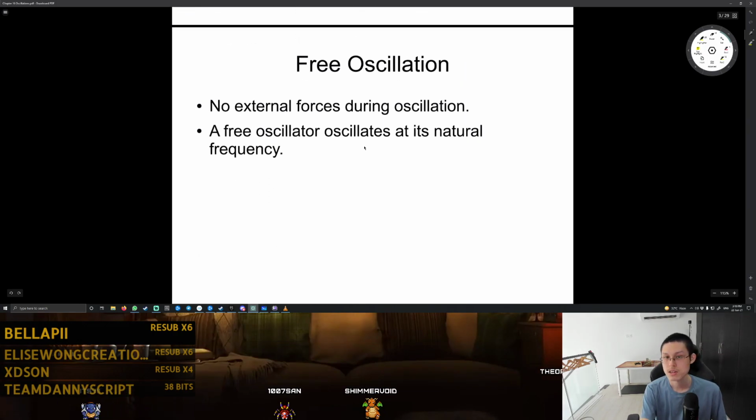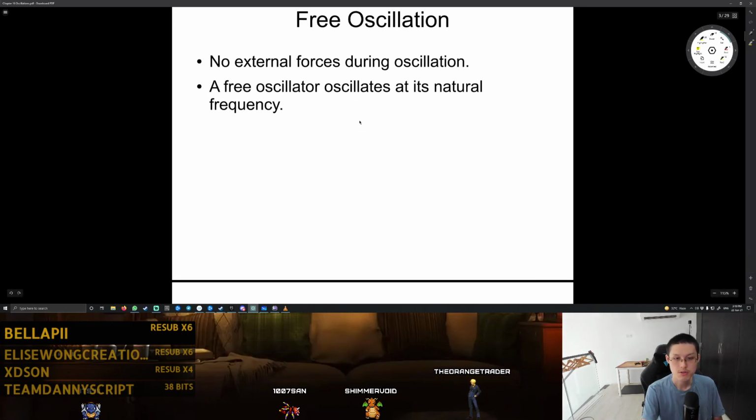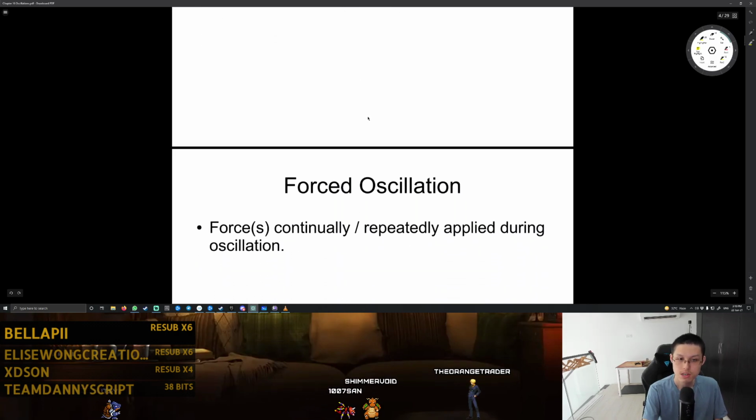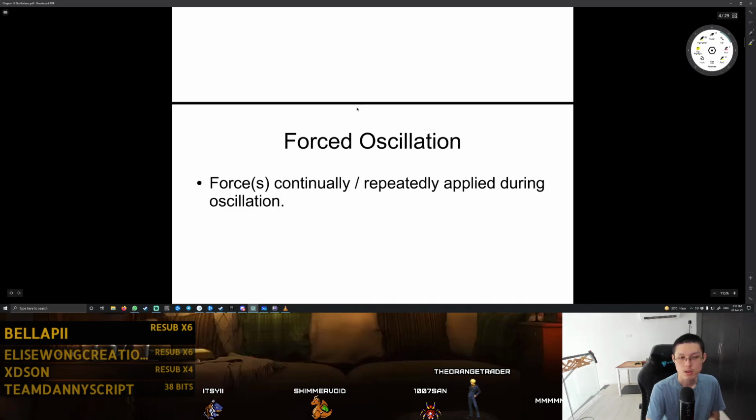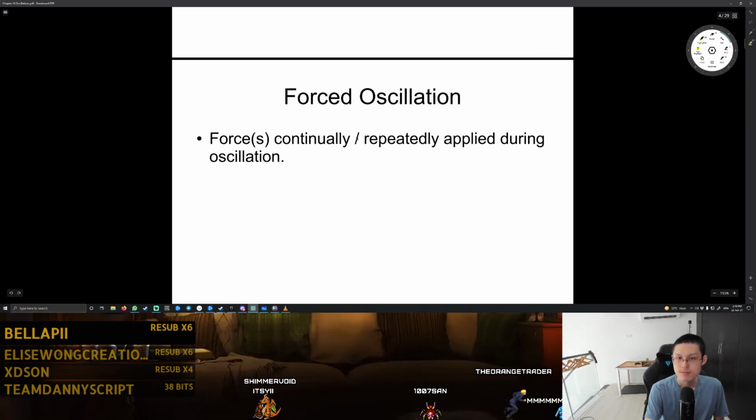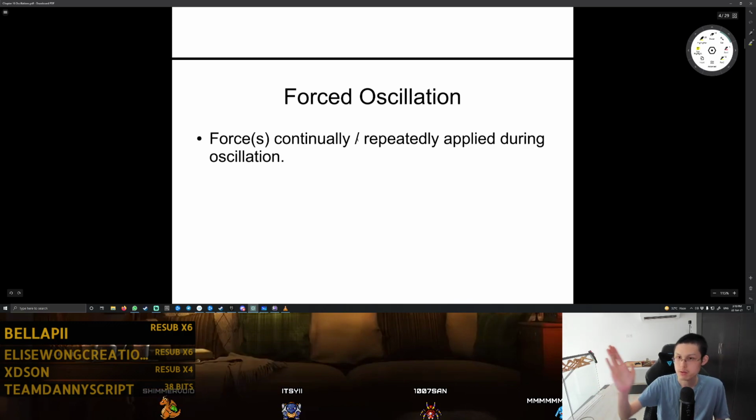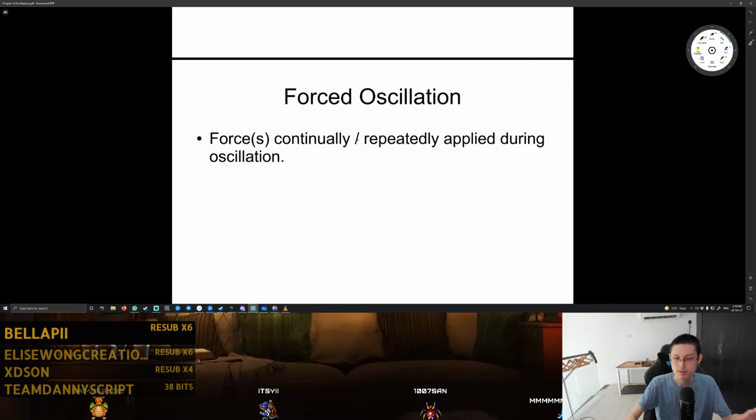So a free oscillation essentially means an oscillation without the influence of an external force. Then you also have forced oscillation, which is an oscillation with the influence of an external force. For example, say you're on a swing, the swing goes backwards and forwards, but then you're standing behind the swing and you're pushing the person on the swing with your hands. That's forced oscillation.